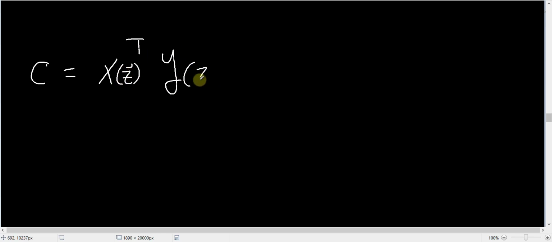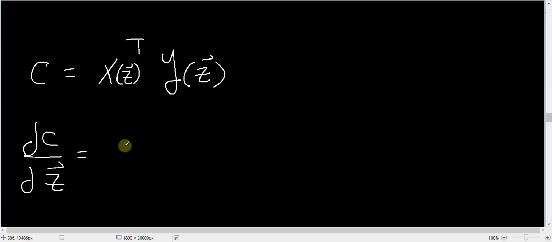Okay, let's now handle the third product rule. Suppose you have a constant or a scalar c equal to x transpose y. x is a function of another vector z, and y is also a function of the same vector z. And I want dc by dz as a vector.